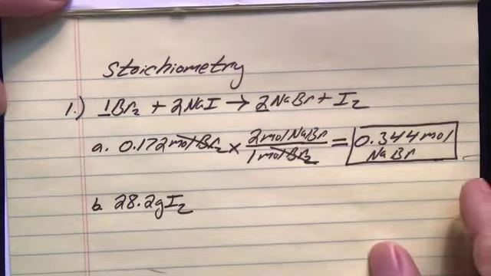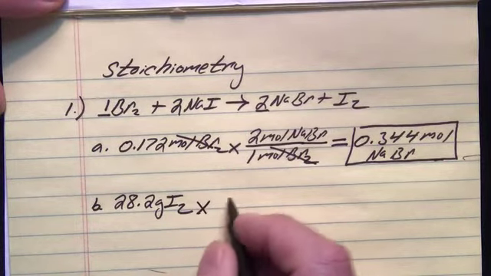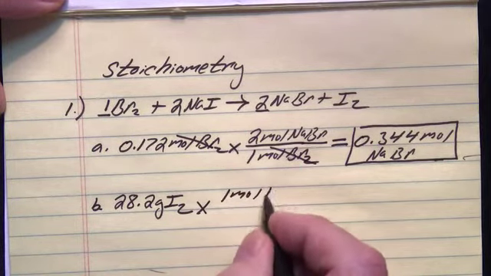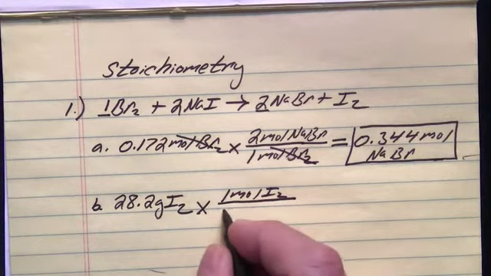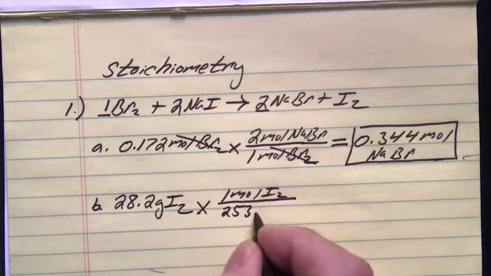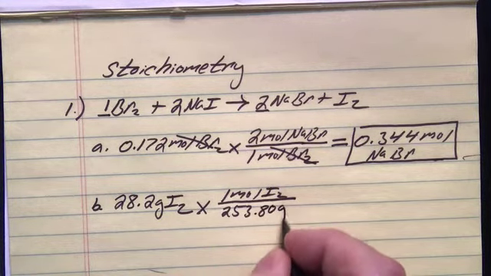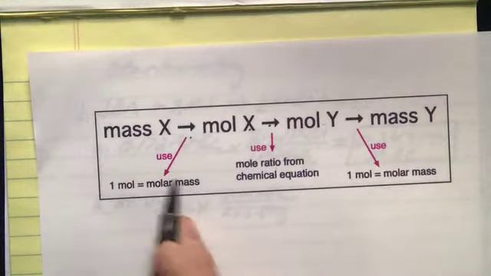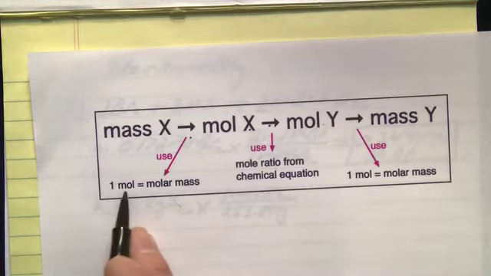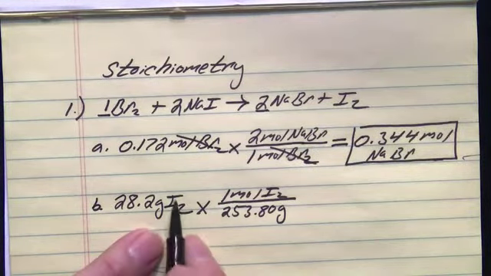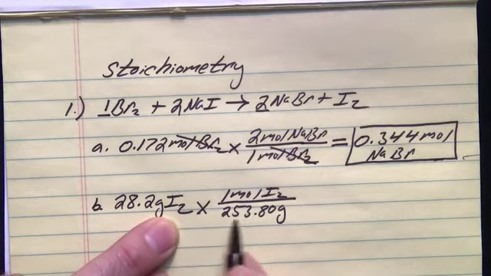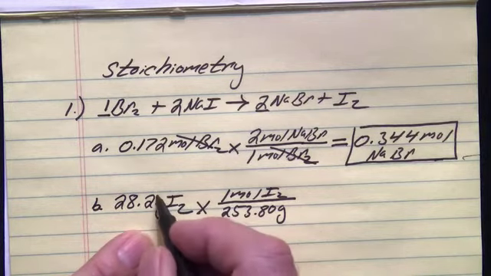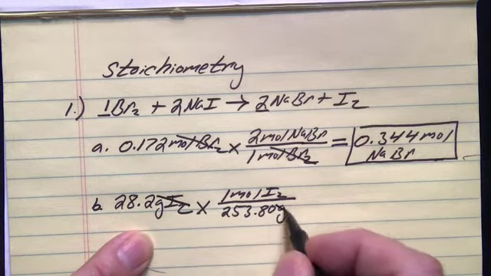So the first step will be to convert to moles. 1 mole of iodine has the mass of 253.80 grams. So we're simply using the periodic table to calculate the molar mass of 1 mole of the iodine. Now remember, it's iodine I2, so we need to take the atomic mass of iodine and multiply it by 2. Okay, so grams of iodine cancel.